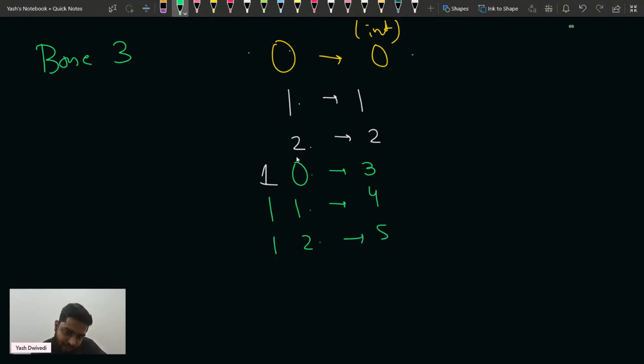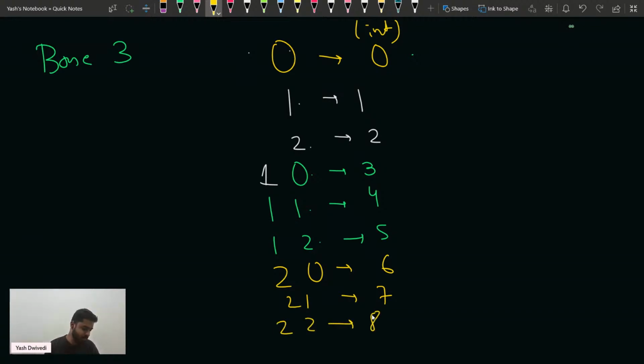Then at this position, I have used every digit. Here I've used 1, and I've already used 0, so I'll use 2. So I'll use 2 and 0, which is nothing but 6. Then 2 and 1, which is nothing but 7. Then 2 and 2, which is nothing but 8. Is that clear to everyone?